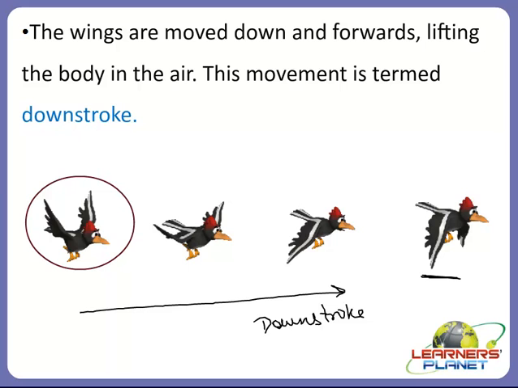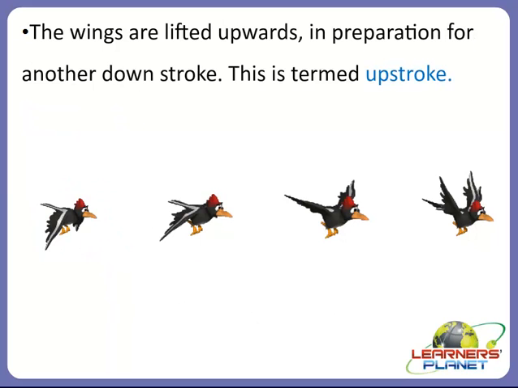So what happens is that the inner part of the wing is very different. There is little up and down movement there, so that part of the wing continues to provide lift and function more or less as it would when gliding. And because only the inner part of the wing produces lift in the upstroke, the upstroke as a whole offers less lift than the downstroke. The wings are lifted upwards in preparation for another downstroke, and this is termed as upstroke.